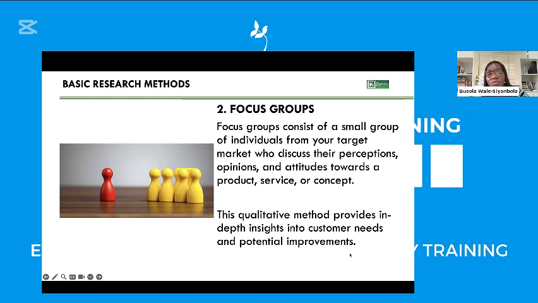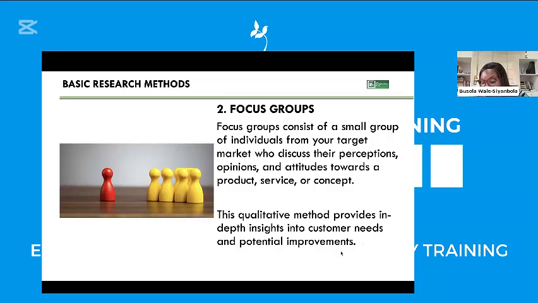The second is focus groups. It consists of a small group of individuals from your target market who discuss their perceptions, opinions, and attitudes towards a product, a service, or a concept, okay? So a few people, a sample size is what we call them, from your target market. So let's assume, for example, that your target market are Gen Zs, yeah? Or Gen Alphas. So you're looking for people, male and female, in a particular age group, pulling a few of them together and then having conversations around your product, your service, or a concept you're introducing into the market, okay?